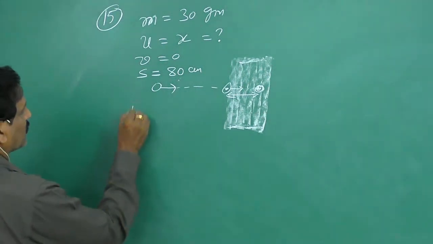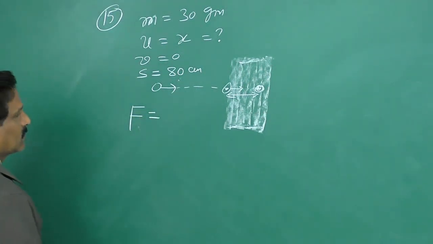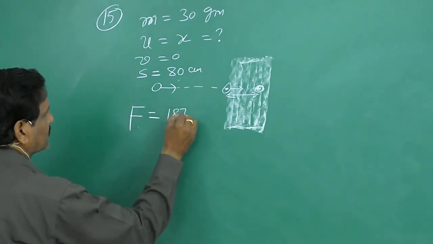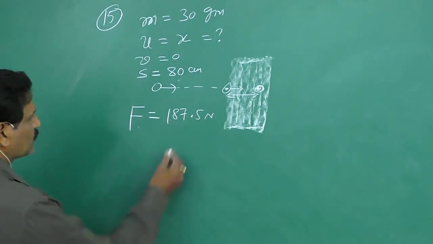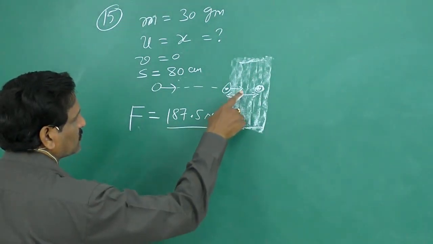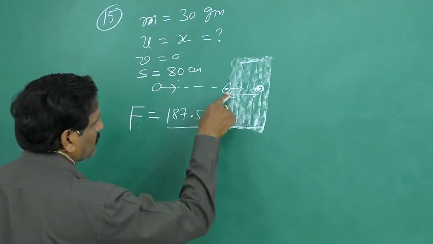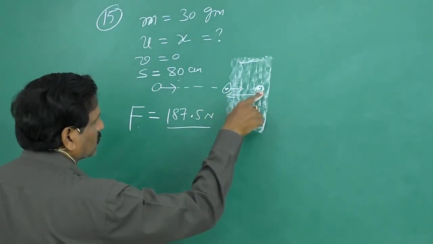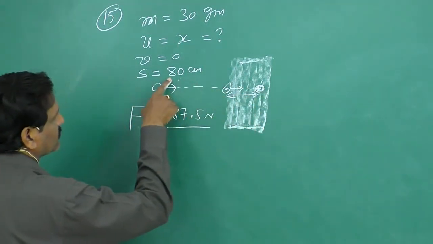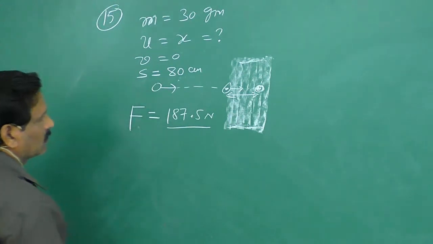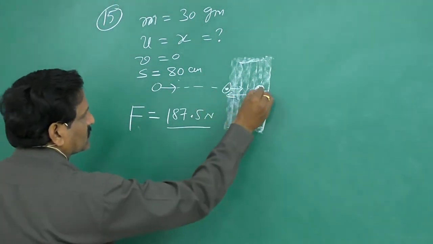And here the opposing force, the retarding force which stops the bullet, is given as 187.5 Newton. So this much of a force opposes the bullet's motion. Because of this opposing force, the bullet finally stops after penetrating through a distance of 80 centimeter inside the wooden block. So this is the initial point of the journey, this is the final point.